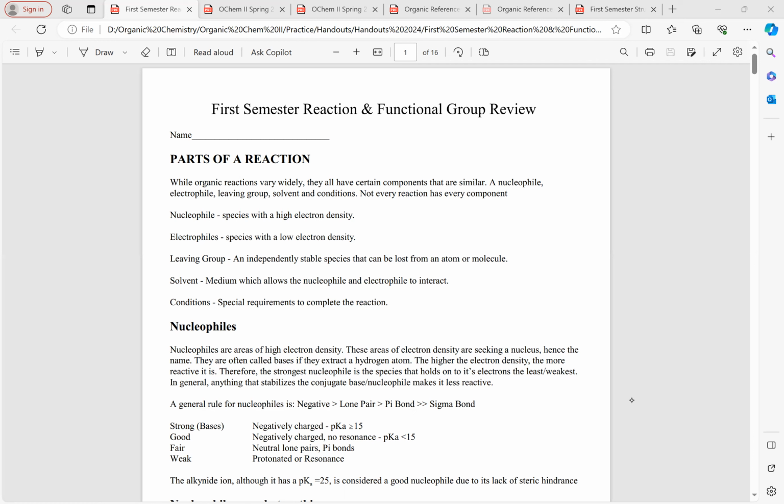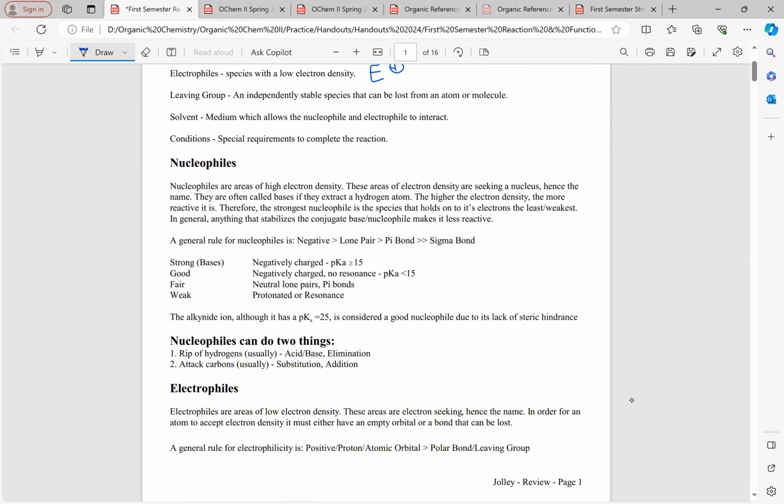All right, the parts of the reaction, the nucleophile. Remember, the nucleophile is the thing that is attacking. The electrophile is the thing that gets attacked. And then they have different strengths. And then I wrote all the different strengths that I had for you in here. But generically, negatives are always better than lone pairs, which are better than pi bonds, which are better than sigma bonds. And then here's the jolly rules for it.